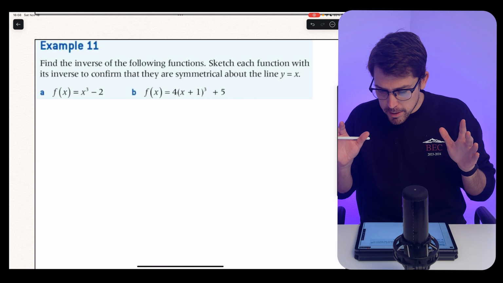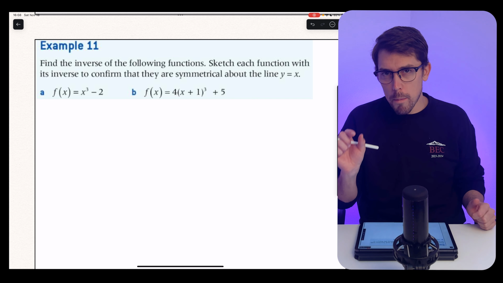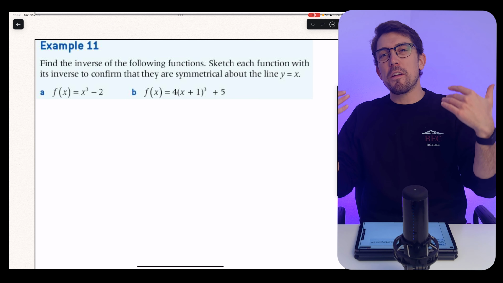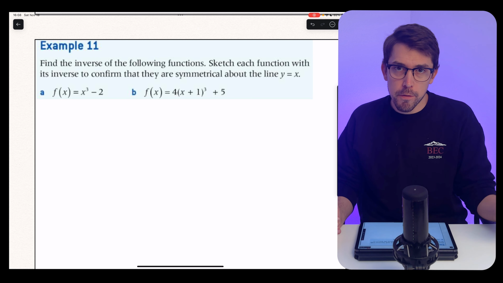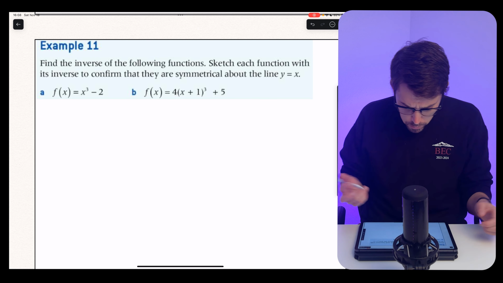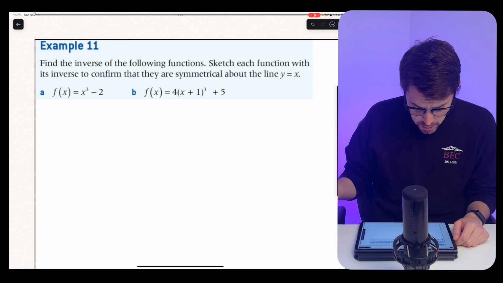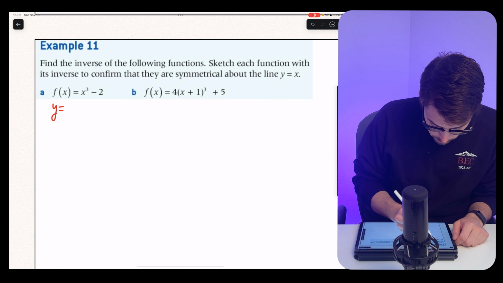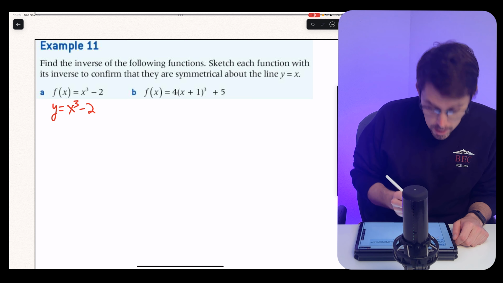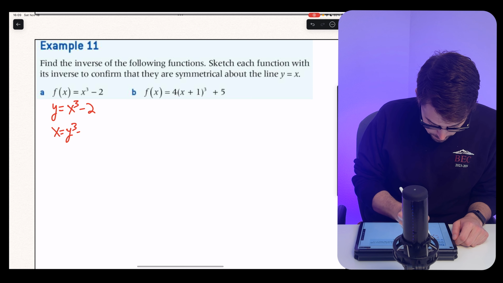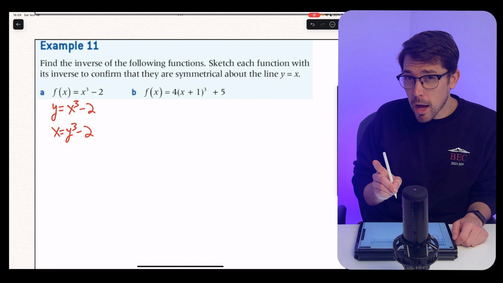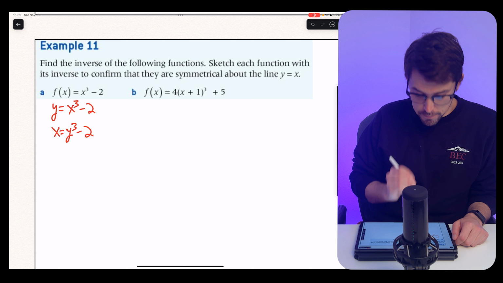All right, so our first task is to find the inverse of these functions. If you remember, when you're graphing the inverse, you're swapping those x and y coordinates, and one really easy way to find the inverse function is to literally swap the x and y in your function and then solve for y. So when I'm given f of x equals x cubed minus 2, let me rewrite this as y equals x cubed minus 2, and swap x and y. So I'll have x equals y cubed minus 2. Now when I solve for y, I'll be finding the inverse function.